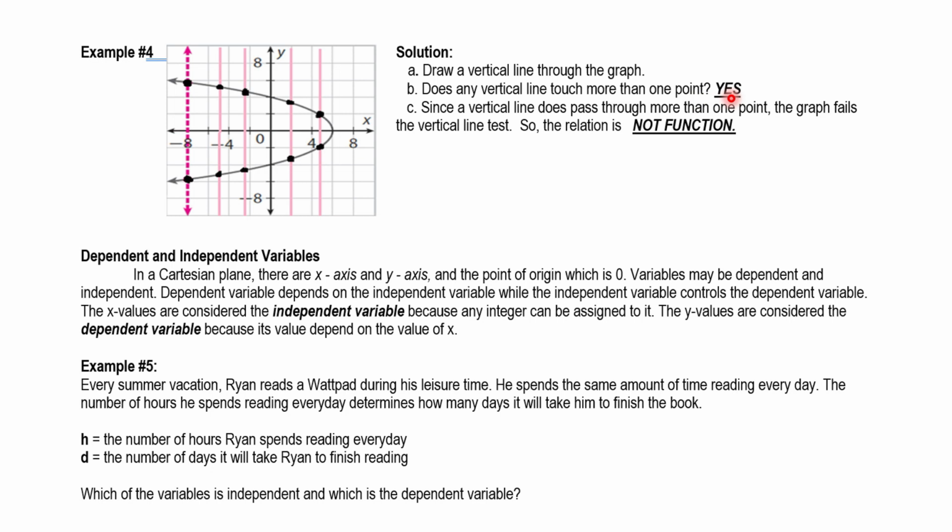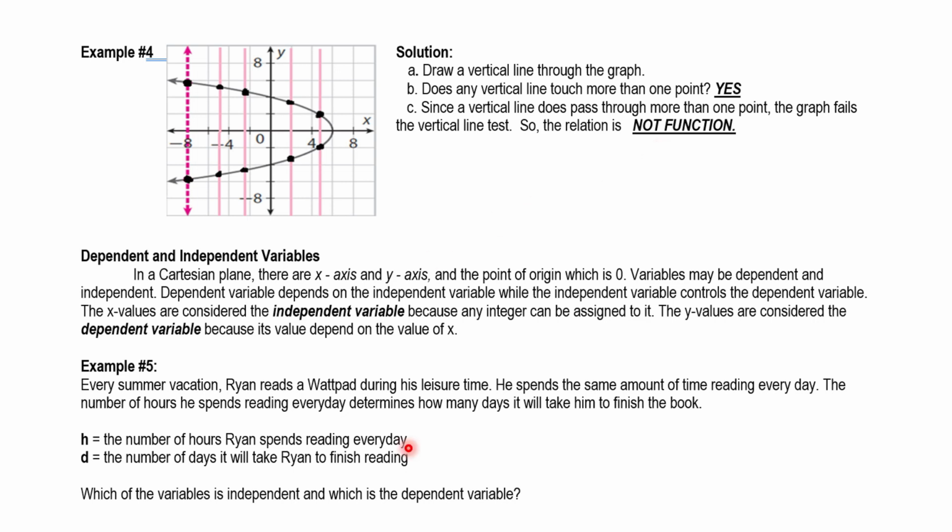The answer is yes. As you can see, in our graph, this point and this one are both touched by our vertical line. Since a vertical line does pass through more than 1 point, the graph fails the vertical line test. So the relation is not a function.